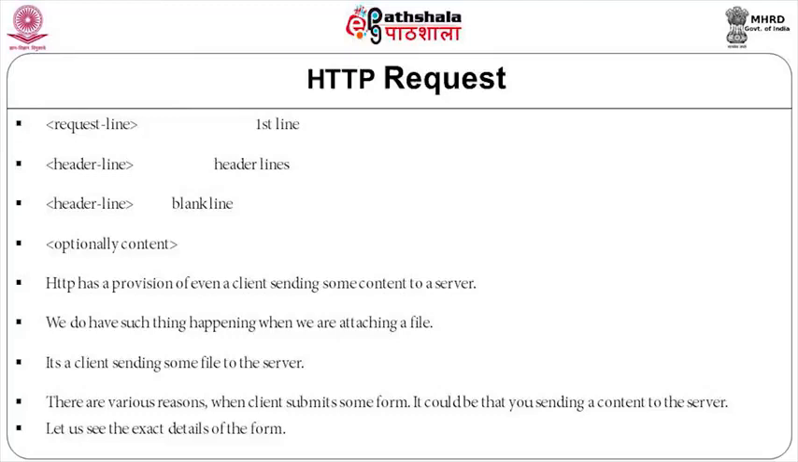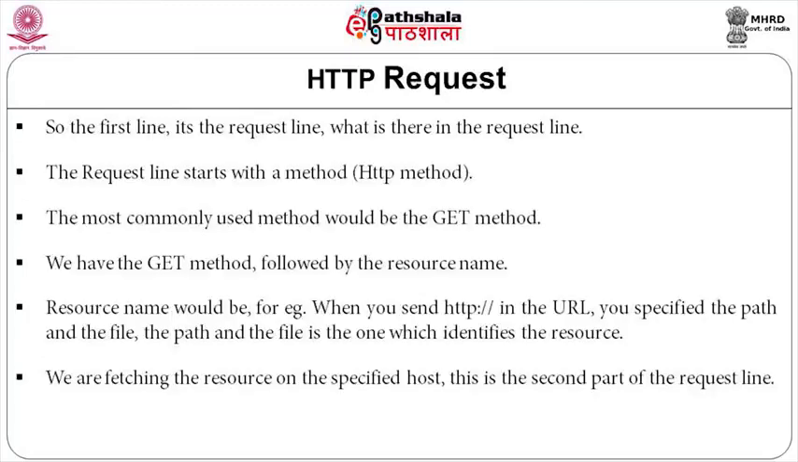So first line is a request line. What is there in the request line? The request line would normally start with a method. For example, the most commonly used method would be the get method. We have a get method followed by the resource which you want. Get followed by the resource name. So resource name would be, for example, when you said http:// in the URL, you specified a path and file. So that path and file is the resource you are fetching for. You are fetching that resource on the specified host. So that's the second part.